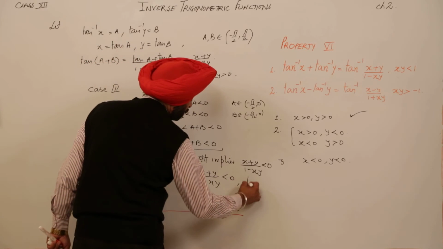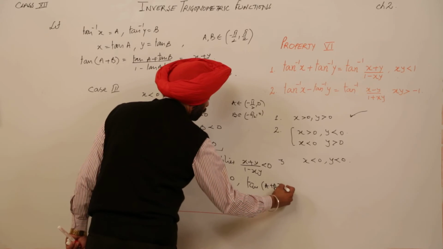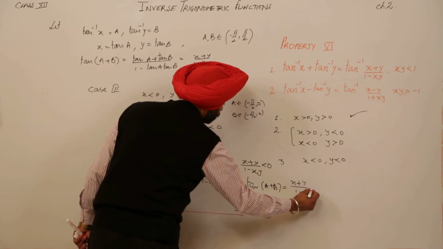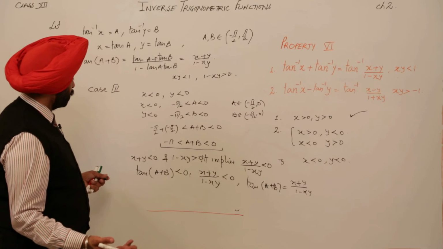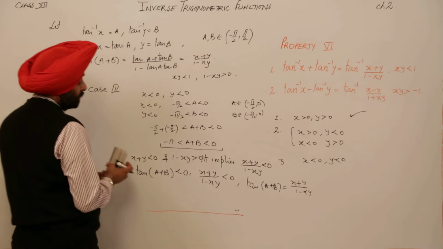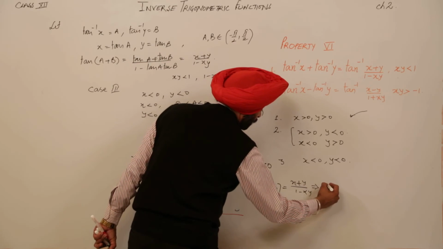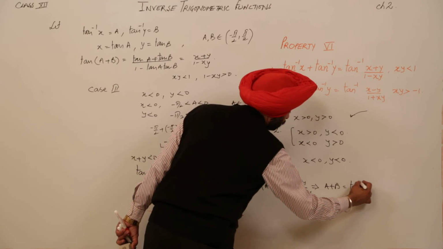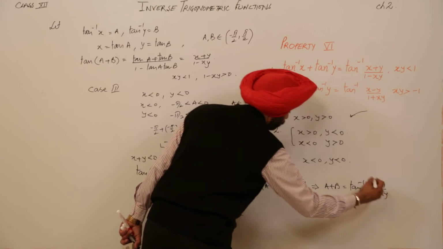Then what can we write? tan of a plus b is equal to x plus y upon 1 minus xy, because both are less than 0. So again we have proved it. Now after writing this one, what to write? tan of a plus b is equal to x plus y upon 1 minus xy. Then we can write a plus b is equal to tan inverse of x plus y upon 1 minus xy.